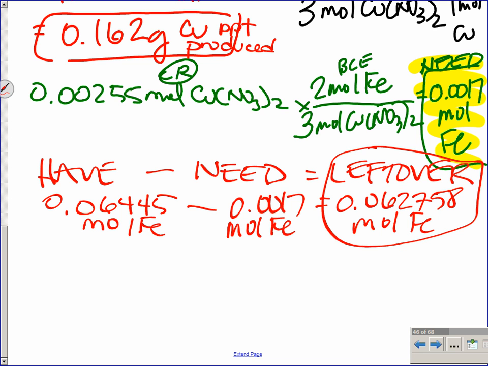Or what do you think I could ask you to do here? Convert to grams, to actually mass, and see how much of the product I had, or how much excess reagent I have left over. I'm not saying that's easy, and I'm not saying that's not a process, because it totally is. But like I said, this is the pinnacle of our stoichiometry process.